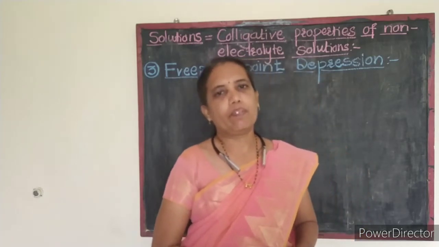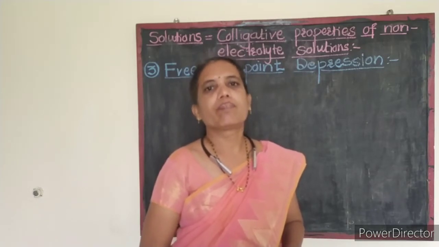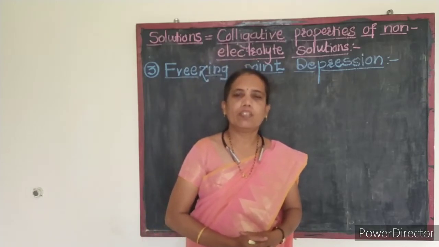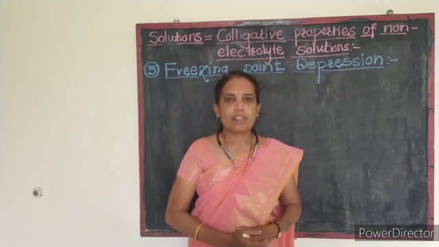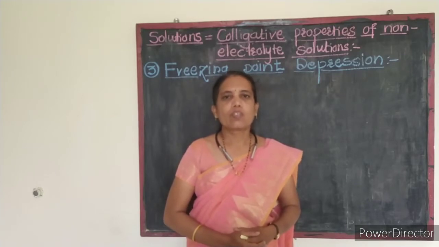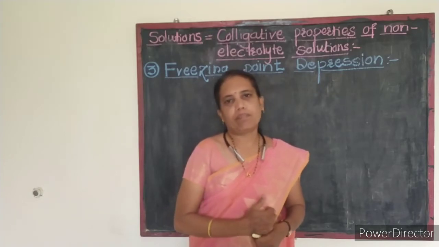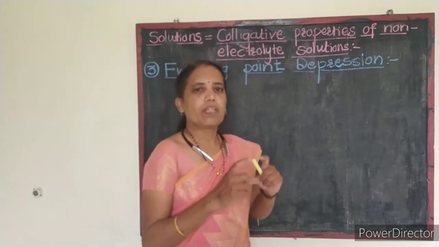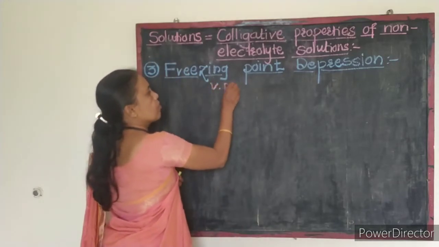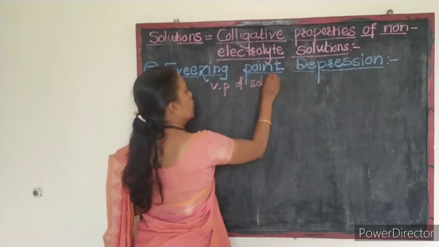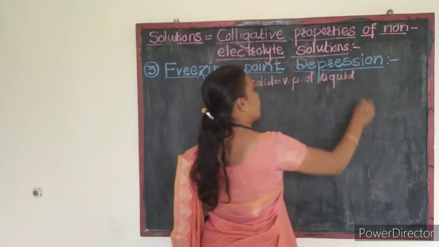Here, first we have to define freezing point. You know that freezing point is the temperature at which liquid turns into solid. But in terms of vapor pressure, it is the temperature at which solid and liquid are at equilibrium. Solid and liquid at equilibrium means the vapor pressure of solid becomes exactly equal to the vapor pressure of liquid. This is the definition of freezing point.